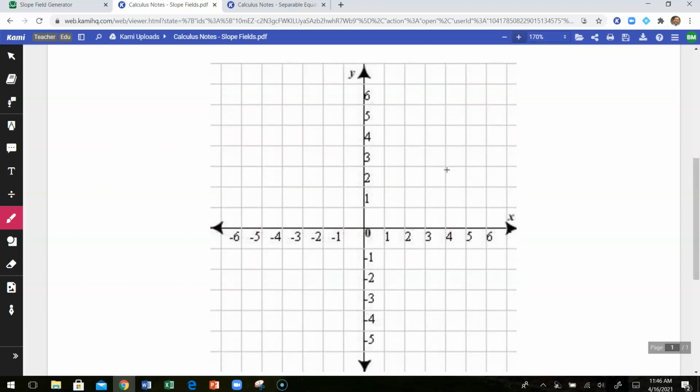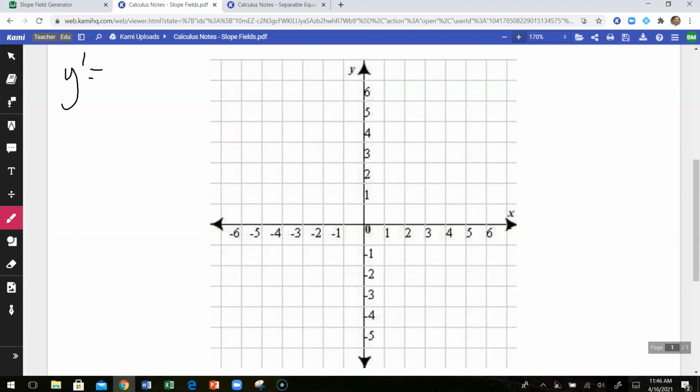So our differential equation here is y prime equals x plus y. Remember, from way back when you first learned about derivatives, y prime, the derivative, tells you the slope of a tangent line. So when we see y prime, we should always be thinking slope. The slope at any given x, y point on this grid is going to be given by, in this equation, the sum of the x and y coordinates.